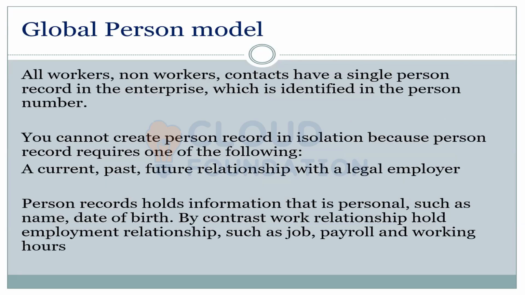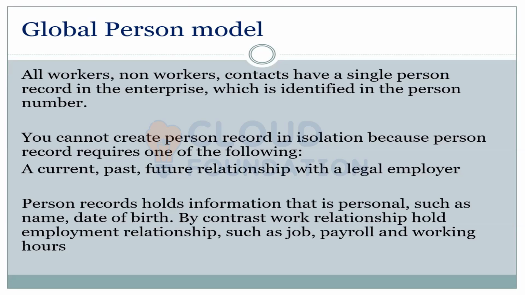Okay. Now, what is the global person model? Suppose you are working for an organization and you have an employee number. All workers, non-workers, and contacts have a single person record in the enterprise, which is identified by the person number. Any worker, non-worker, or contact means a relationship with the employee, and all of them have a single person record in the enterprise.